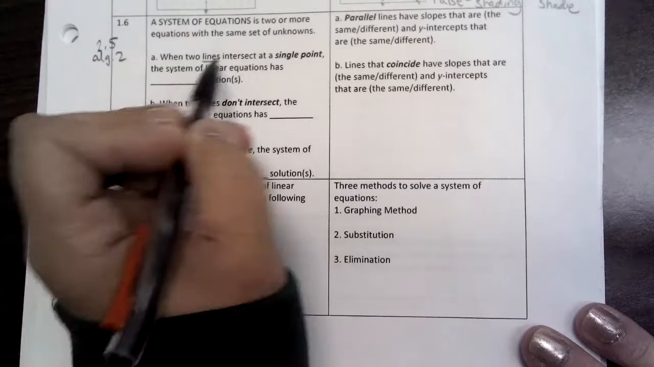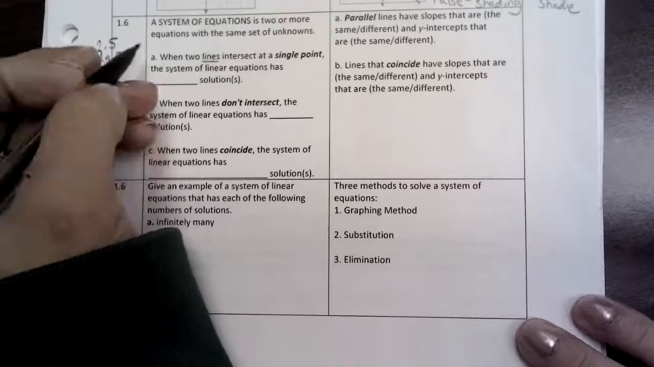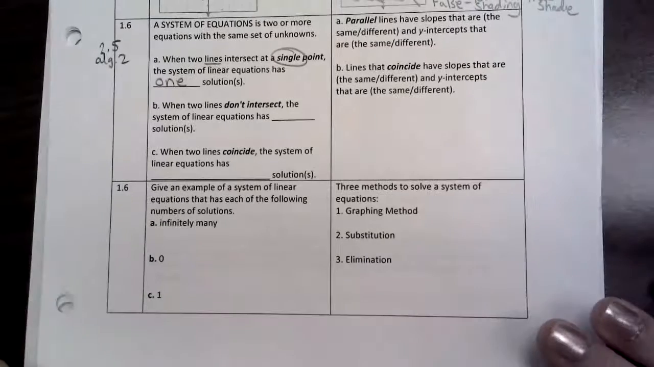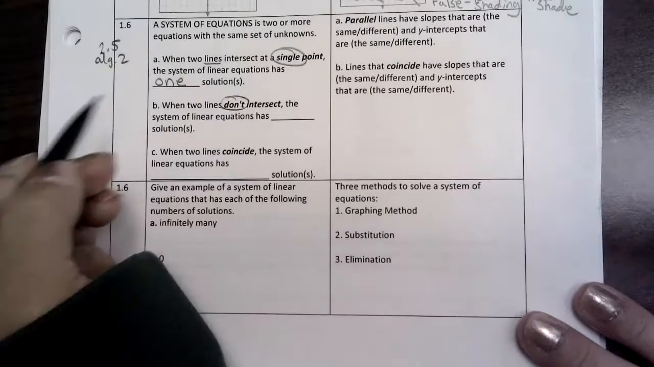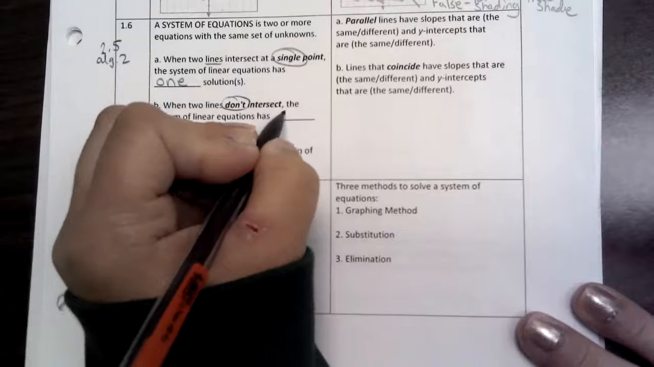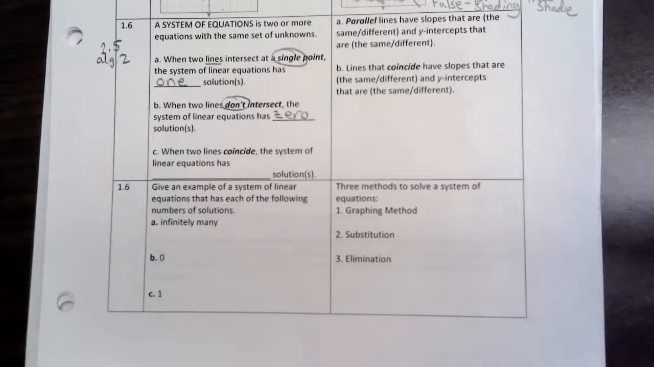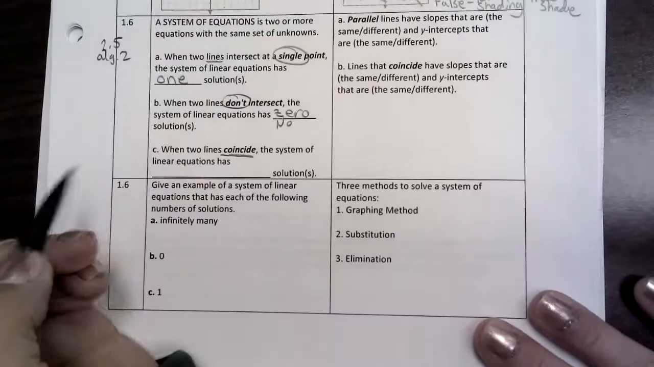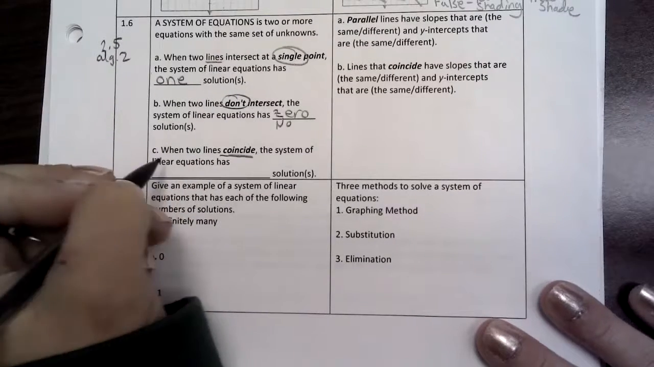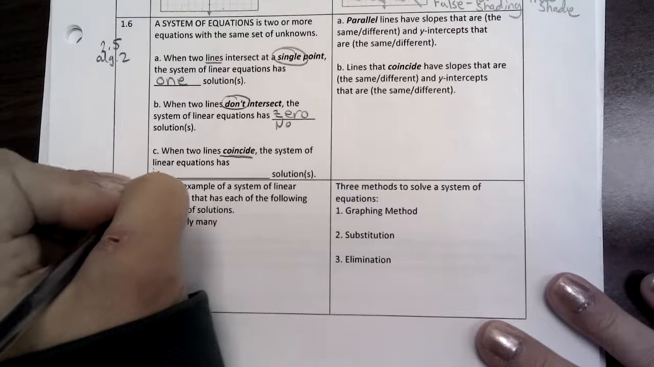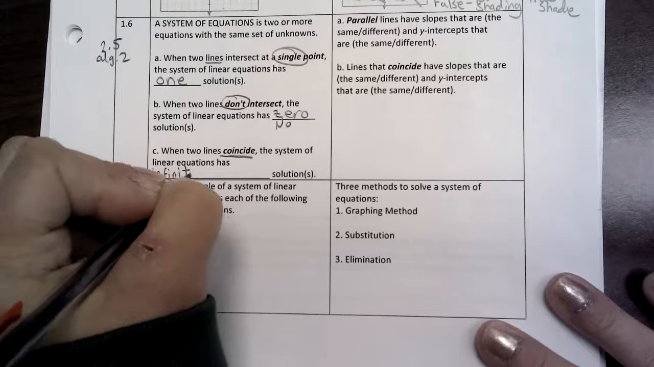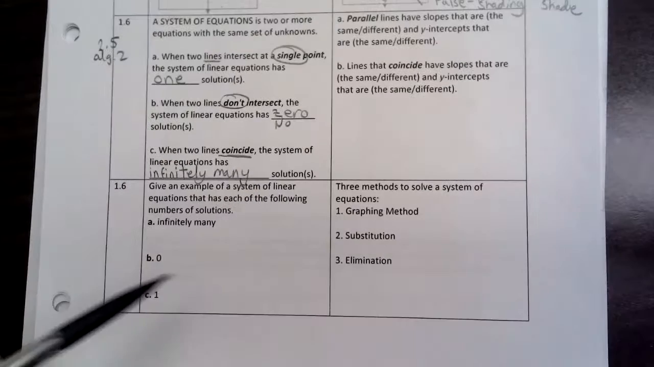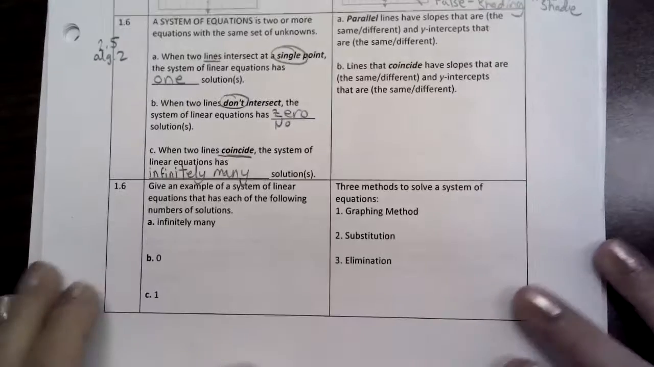But when two lines intersect at a single point, the system of linear equations has only one solution, that single point where they intersect. When two lines don't intersect, they're never going to touch, so they have zero solutions or no solutions. Okay. And when two lines coincide, the system of linear equations has infinitely many solutions. Okay, in other words, if two lines coincide, they're the exact same line, and we're going to talk about that a little bit more over here.